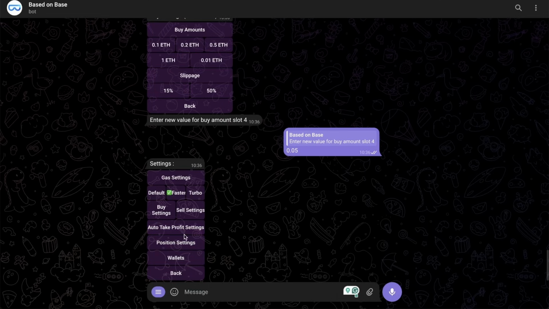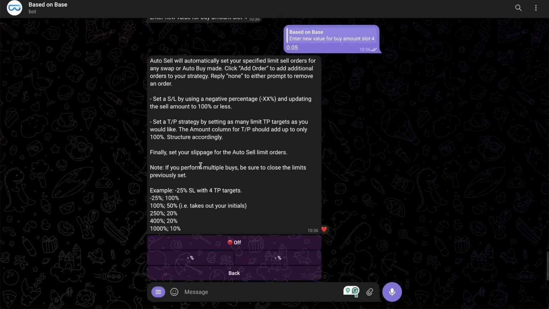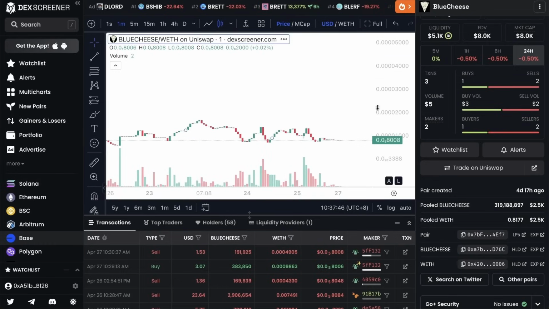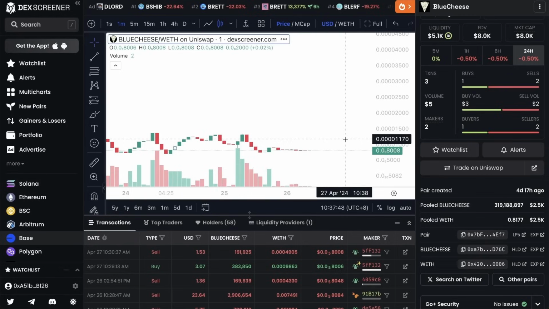This is by far my favorite one. What is auto take profit? As soon as you buy something, the bot will create some stop loss and some take profit automatically. Auto sell limit orders. So it means that if blue cheese goes sky high when you're sleeping, because you had your limit orders placed automatically, you will get it.